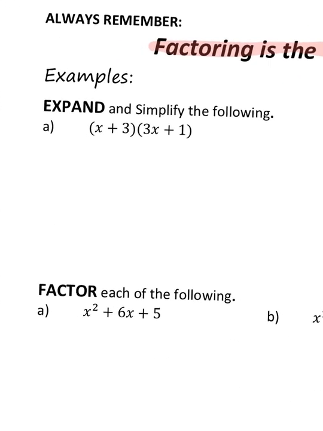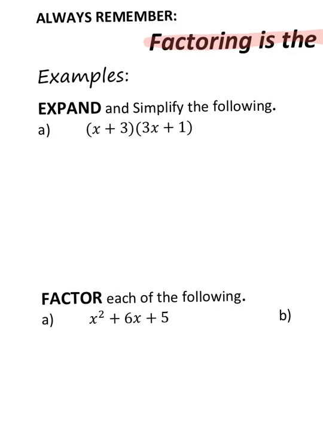We have x plus 3 times 3x plus 1. So I'm going to multiply the first, the outside, the inside, and the last terms in each bracket. Then I'm going to collect my like terms. So I'm left with 3x squared in the front. I have a 10x in the middle and a positive 3 on the end. So that should be okay up to this point. We did that over a week ago now.